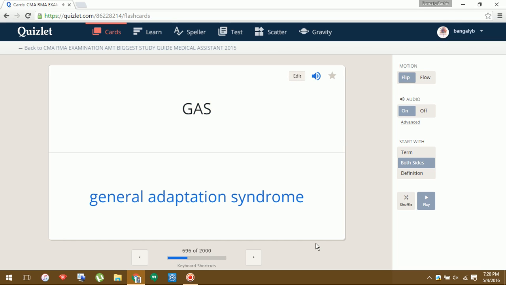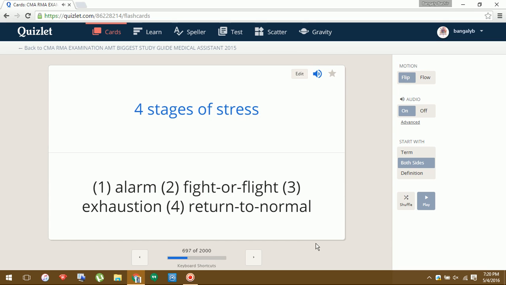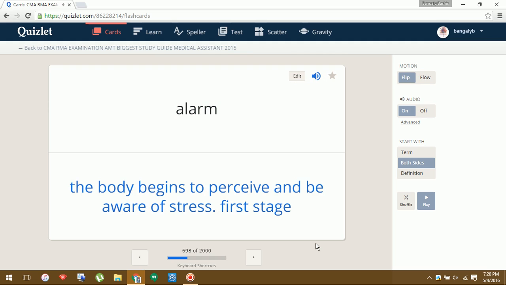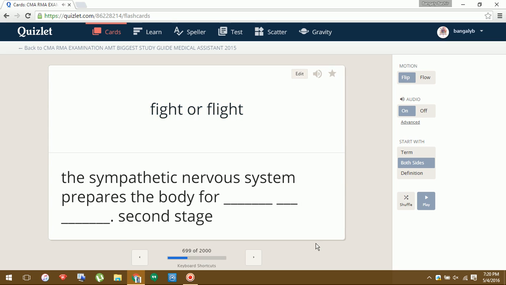GAS. General Adaptation Syndrome. 4 stages of stress. Alarm, fight or flight, exhaustion, return to normal. Alarm. The body begins to perceive and be aware of stress. First stage. Fight or flight. The sympathetic nervous system prepares the body for blank blank blank.